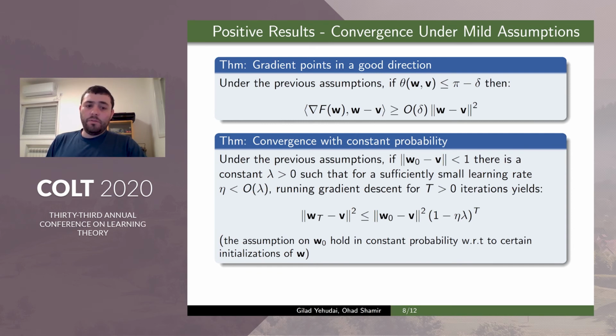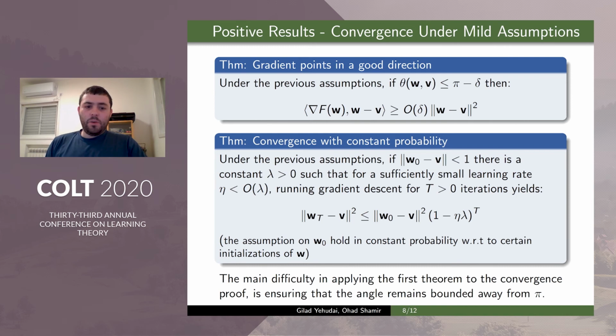This is linear convergence, and the reason that we say that this is with constant probability is that the assumption that the distance at initialization between W0 and V is smaller than 1 holds with constant probability, at least with respect to certain initializations of W. I will just say that the main technical difficulty in applying the first theorem to show the convergence theorem is ensuring that the angle remains bounded away from pi. And actually, if the angle is exactly pi, we cannot show that the first theorem holds, and we cannot ensure convergence.